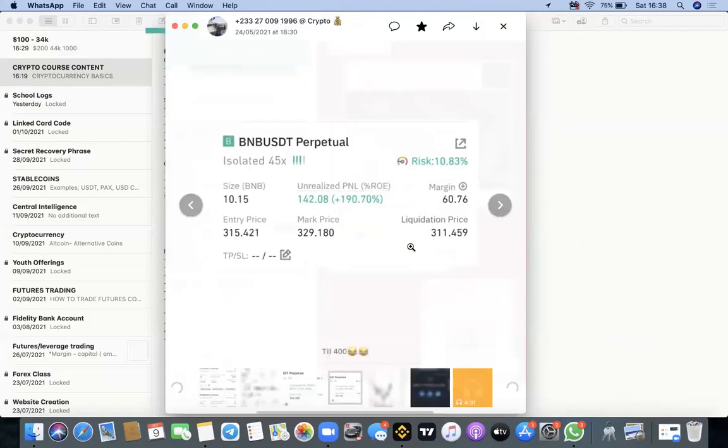Let's check out this picture. When you enter a position, this is how it looks like. We can see liquidation over here. We can see margin, we can see P&L, we can see size, we can see entry and market price. We'll check all of this.